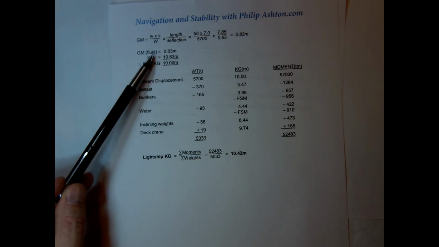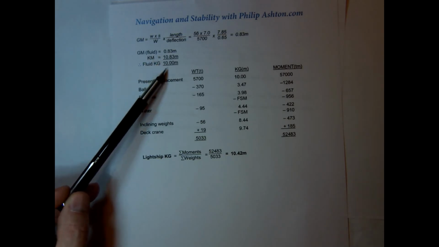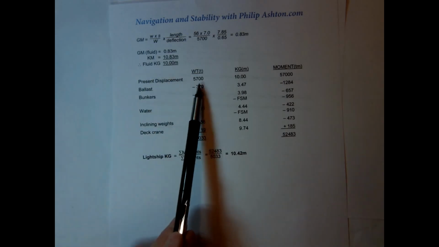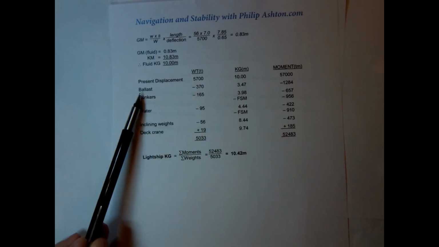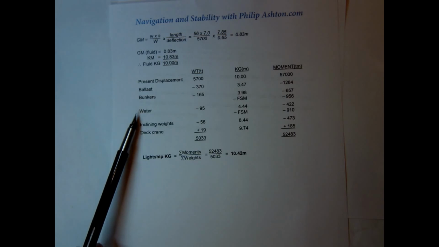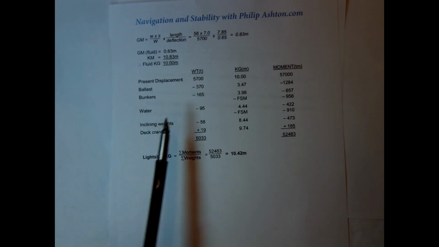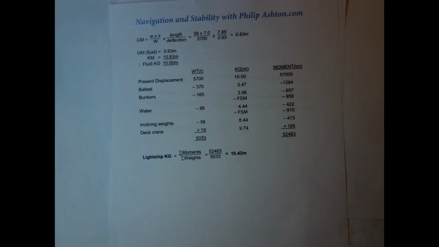Subtract that, it's fluid of course because we've got free surface moments, from the KM and that gives us our fluid KG. So there's our present displacement and KG. Take off ballast, bunkers, water, inclining weights, not forgetting the free surface moments, because of course once you take off the bunkers and the water there won't be any free surface moments. And last but not least, we must add the deck crane because that still has to come on board.